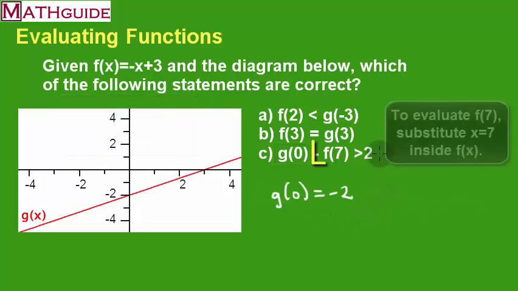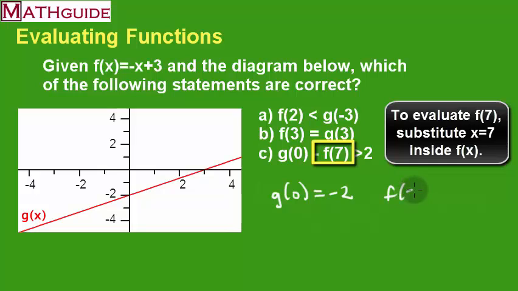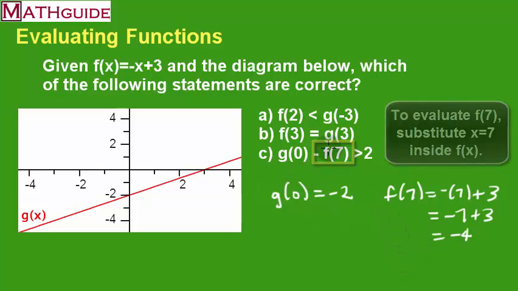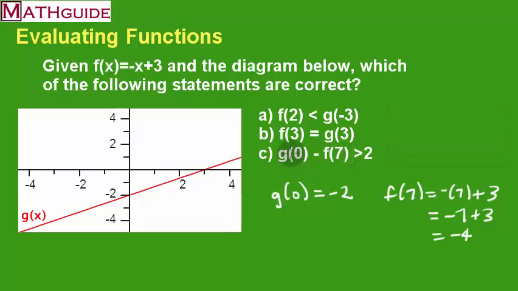Now let's figure out what f of 7 is. Let's put in negative 7, I'm sorry, positive 7 in for x and add 3. If we do add those, I'm getting negative 7 plus 3, and that is negative 4. So now let's do what it says here to do. It says to take g of 0, that's negative 2, and we're going to subtract f of 7, that's negative 4. We want to determine, is that greater than 2?